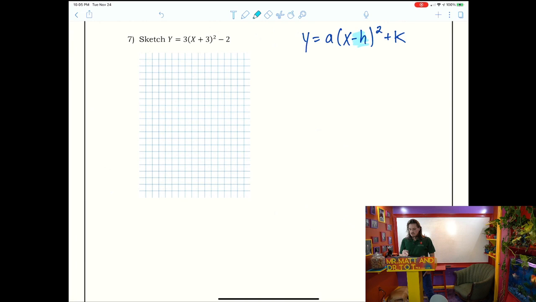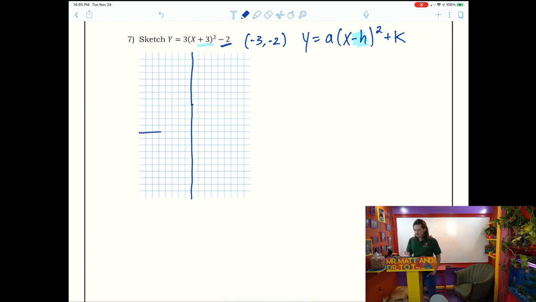So take a few moments and look at y is equal to 3 times the quantity x plus 3 quantity squared minus 2. So in this form, we can tell where the vertex is immediately. I take the x value from the opposite of that positive 3. So that's going to be a negative 3. And the k value goes with common sense, so that's negative 2. So the vertex of this parabola is going to be at negative 3, negative 2.